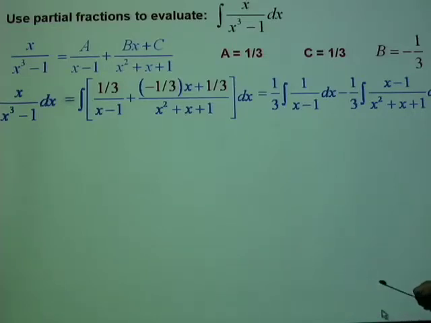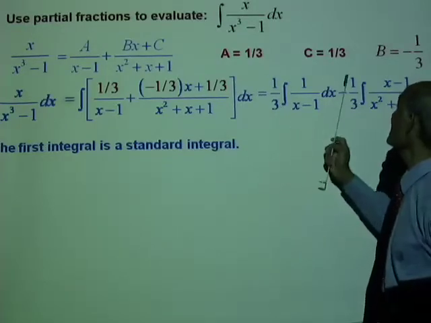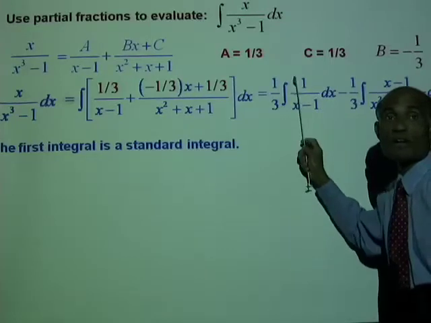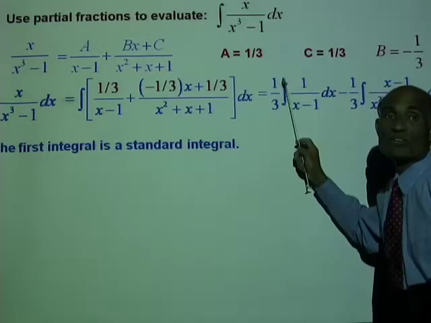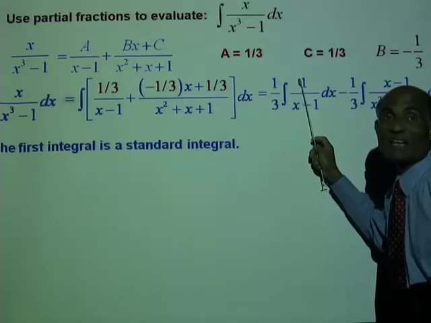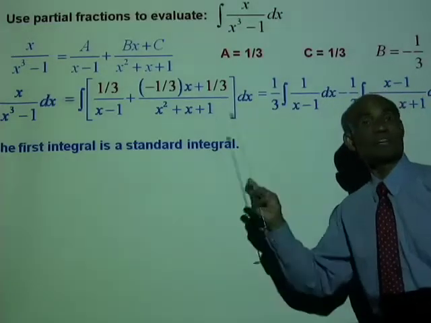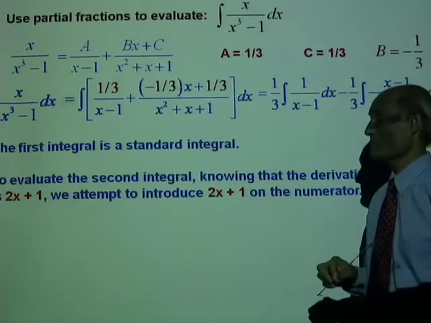Okay, now what do we do? The first integral is the standard integral, is that right? No problem. 1/3 integral 1 over x minus 1 dx is 1/3 ln absolute value of x minus 1 plus c. That's simple. But the second one is not very simple.